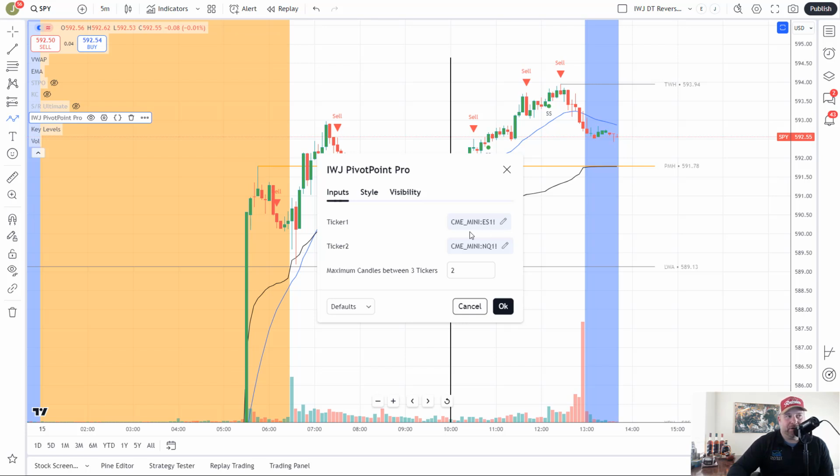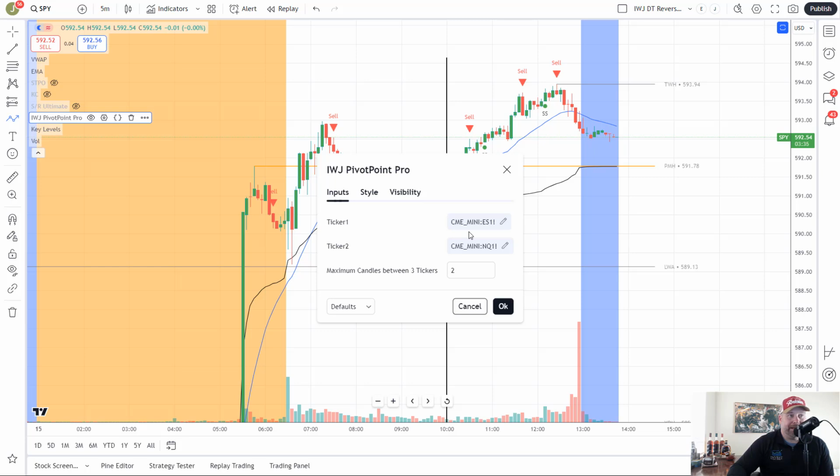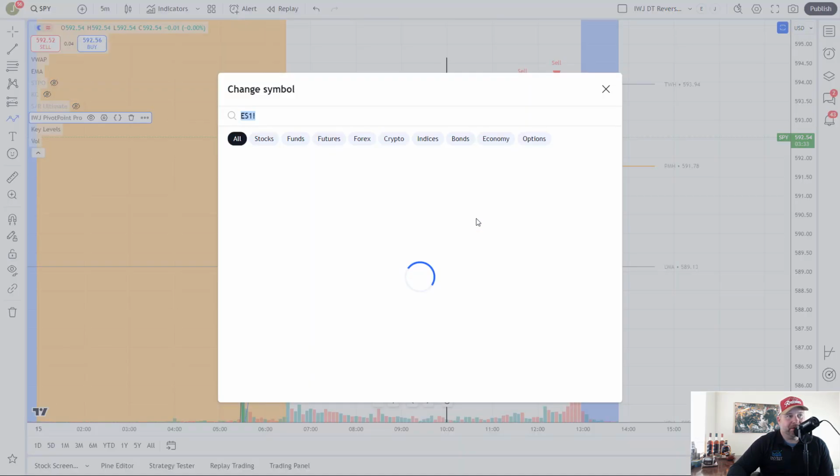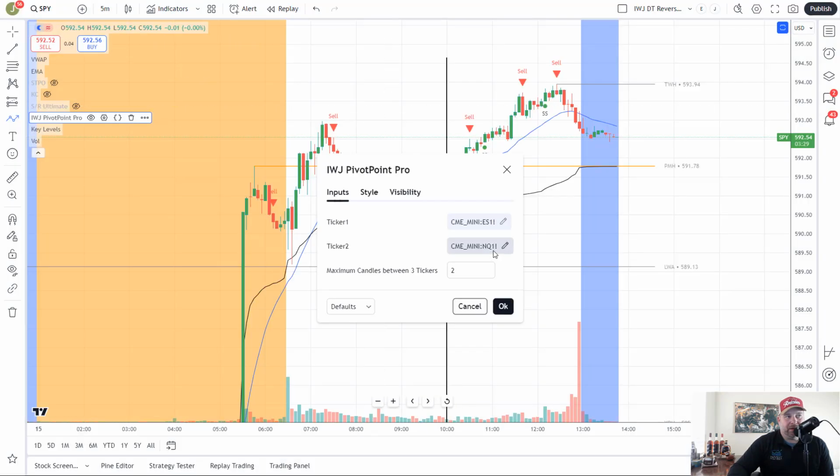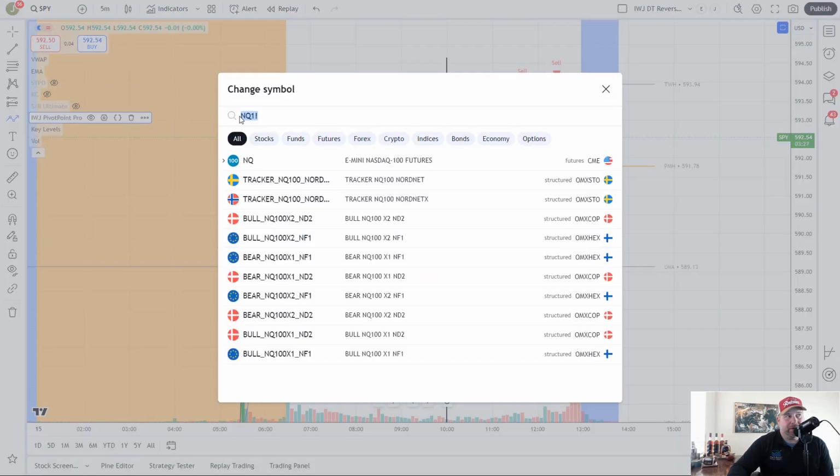And all you have to do is when you go to, say, NVIDIA, you click on this box here and you change that symbol to NVIDIA. And then you would click on this box here and change the NQ to also say NVIDIA, because you don't want the market looking at the NQ and the ES when you're trying to trade NVIDIA. You want it all looking at NVIDIA, and that's how you do that. So you change those to the stock you're looking at.